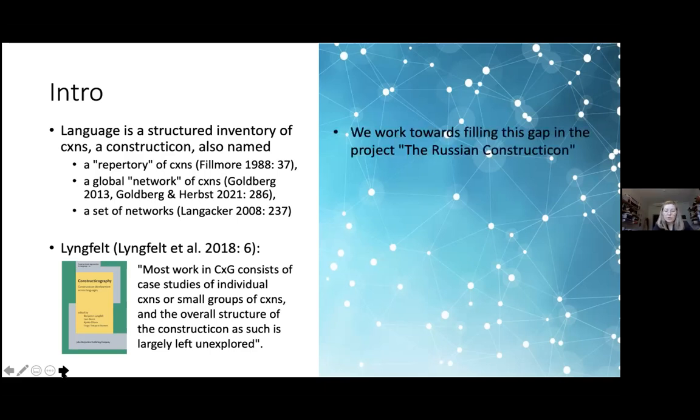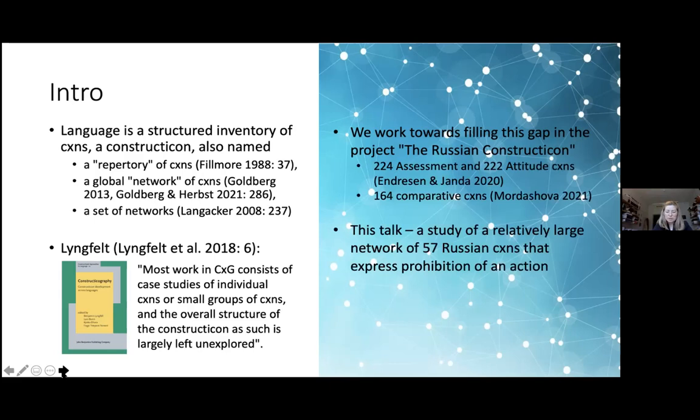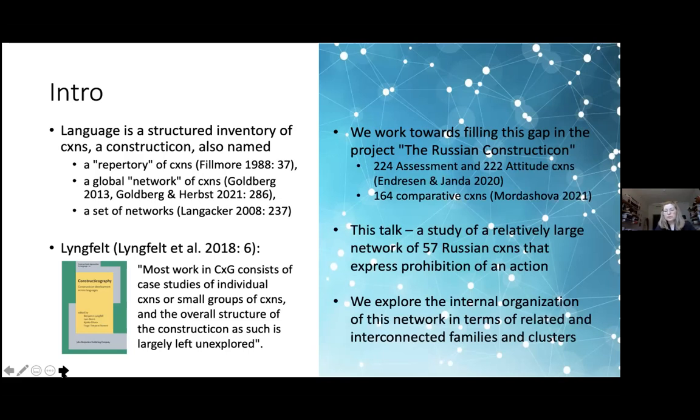In particular, my colleagues and I work towards filling this gap while building a constructicon for Russian. We have specifically addressed several large networks of constructions like assessment and attitude constructions and comparative constructions. And today we are going to present a study of a smaller set, 57 Russian constructions that express prohibition of an action. Our major point lies in the notions of family, cluster, and network, and we plan to demonstrate how we group constructions into families, how families form distinct clusters, and in the end, comprise a single network.